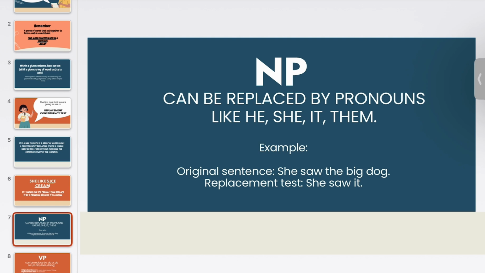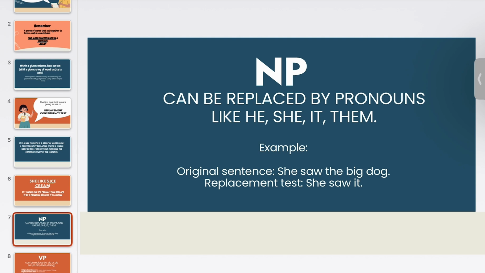So in here, the noun phrase can be replaced by pronouns like he, she, it, them. We have an example here. The original sentence is: She saw the big dog. She is the subject, saw is the verb, and the big dog is a noun phrase. We have an article, the, big is an adjective, and dog is a noun. So the whole phrase, the big dog, is a noun phrase, and a noun phrase can be replaced by a pronoun.